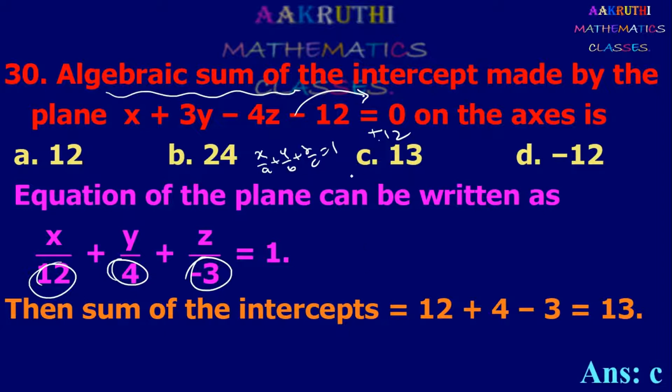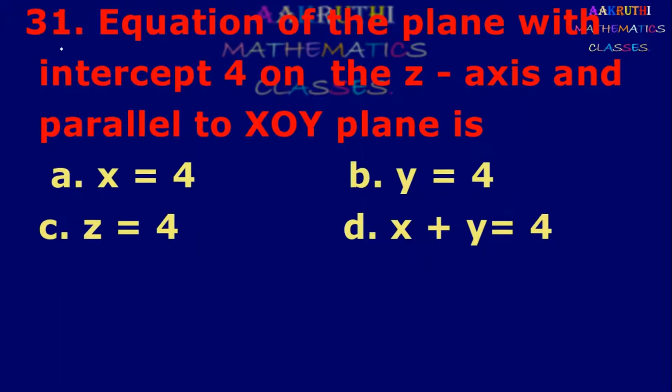So here the correct option is option C, which is 13. Therefore the sum of the intercepts is 12 plus 4 minus 3, which is 13, which is option C. So next, question number 31. Equation of the plane with intercept 4 on the z-axis and parallel to the XOY plane.